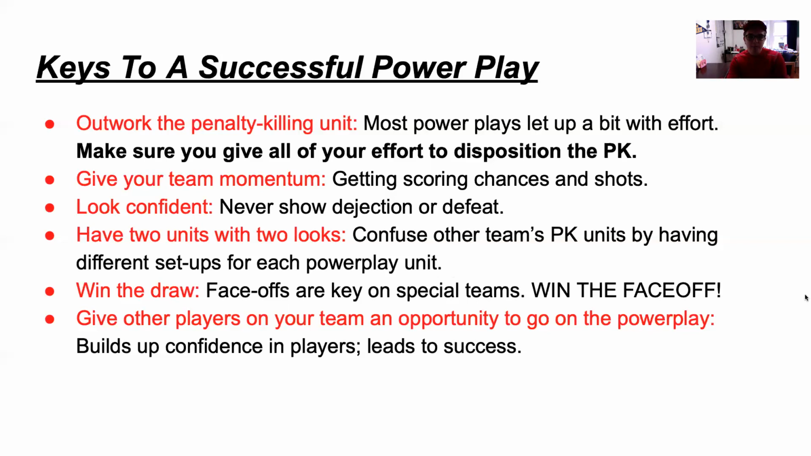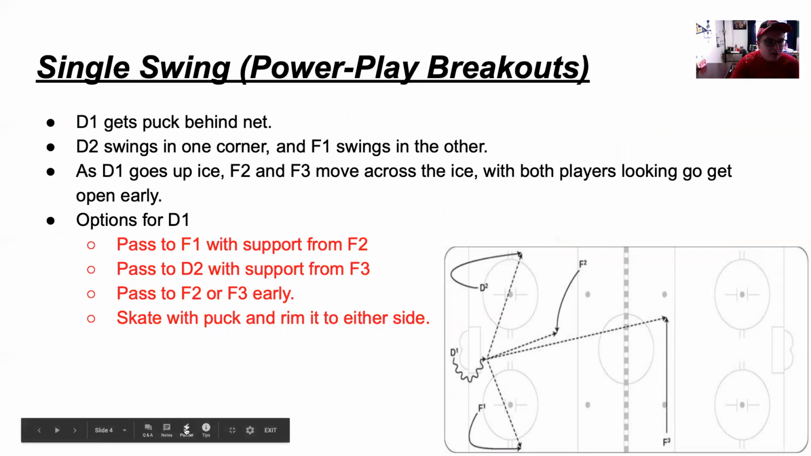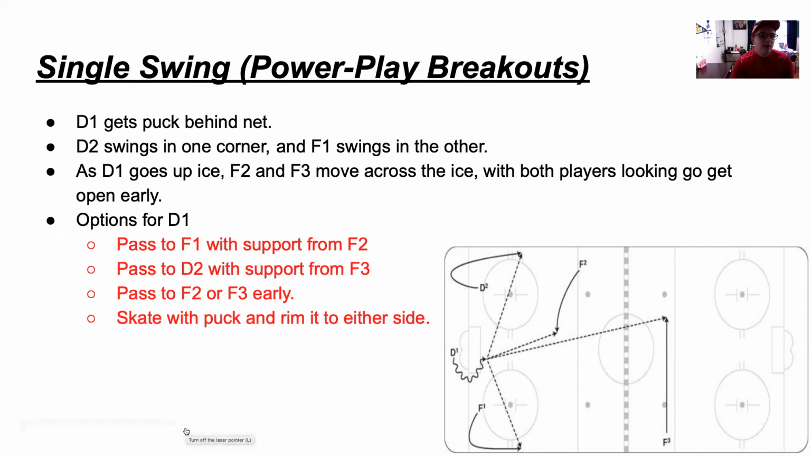So we have the single swing, and it's a breakout. From this, D1 gets the puck behind the net. Then D2 swings in one corner and F1 swings in the other. As D1 goes up the ice, D2 or F2 and F3 move across the ice, with both players looking to get open early. Options for D1: they could pass to F1 with support from F2, pass to D2 with support from F3, pass to F2 or F3 early, or skate with the puck and rim it to the other side. So remember, it's like shoot around the boards.